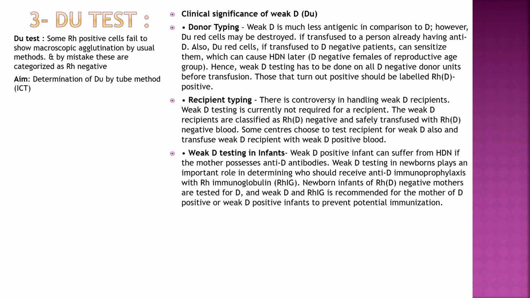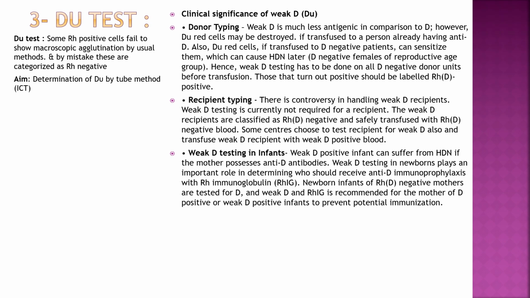Recipient typing. There is controversy in handling weak D recipients. Weak D testing is currently not required for recipients. Weak D recipients are classified as RHD negative and safely transfused with RHD negative blood. Some centers choose to test recipients for weak D also and transfuse weak D recipients with weak D positive blood.